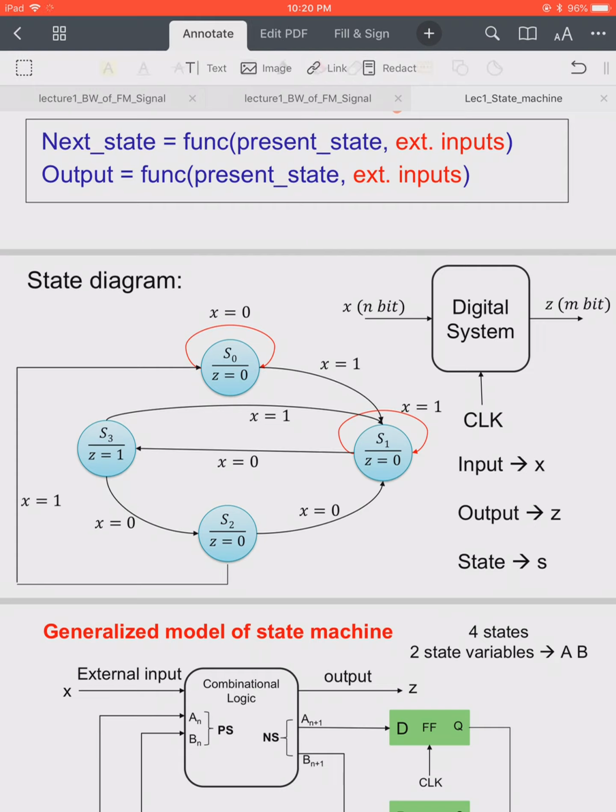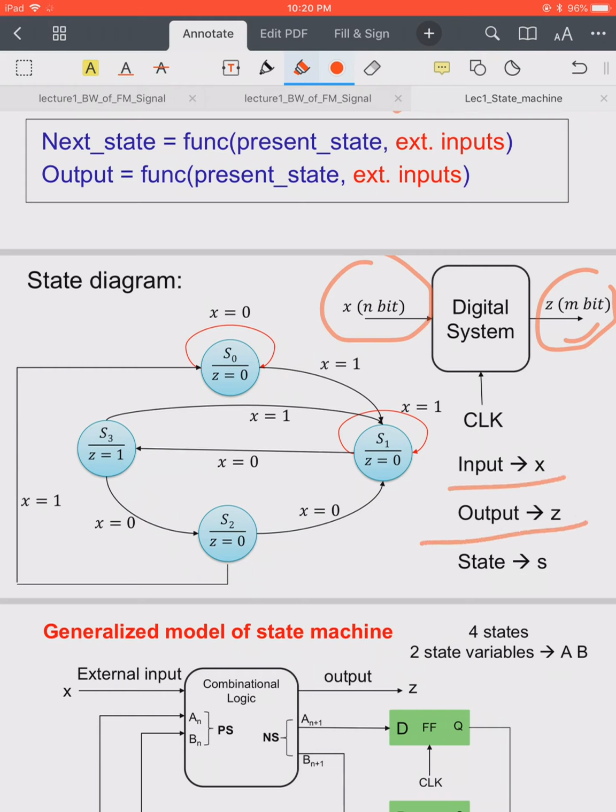So this is a digital system with input x. Suppose x is n bits and the output z is m bits. It can be any number of bits, right? You can understand. So the input is x, the output is z, and suppose it has four states, S0, S1, S2 and S3, and a behavior. So the state is defined by S, and it has 4 states.